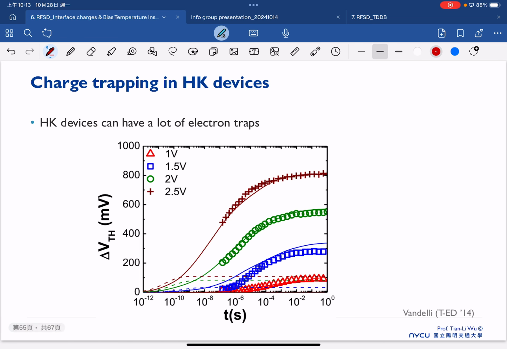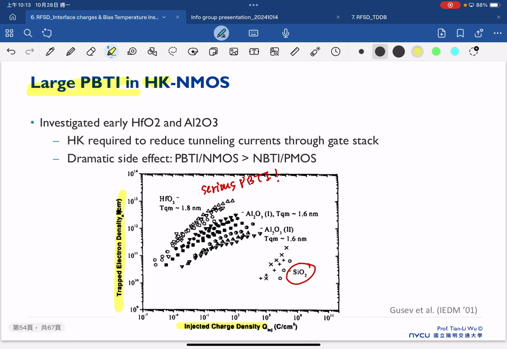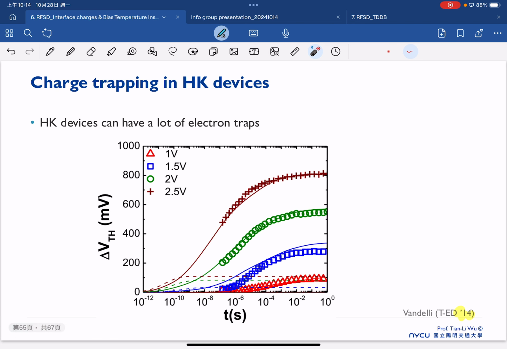So here is one of the examples. This paper is not that old. This is already the paper from 2014. So it's just 10 years ago. Of course, 10 years back, we believe the high K is a mature technology, but you can see this is the first paper. This is 2001, who already discovered the high K is a trapping dielectric that can suffer lots of BTI issues. But take another 10 years, it seems that still not that huge progress.